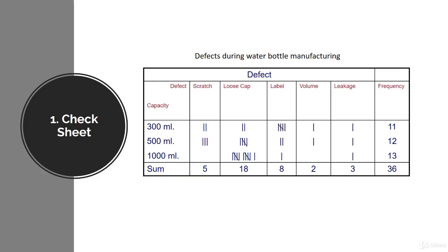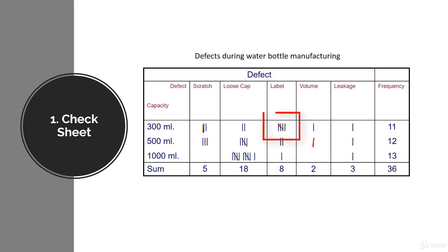So let's say the inspector picks a bottle. This is a 300 milliliter bottle, and the inspector sees there is a scratch on that. So what this fellow will do is put a mark here. Next time this fellow picks a bottle, let's say it is a 500 milliliter bottle and has a problem related to volume, like there is less volume or more volume. So, a volume related problem, 500 milliliters, put a tally here, a check mark here. That's how this fellow will keep on making check marks.